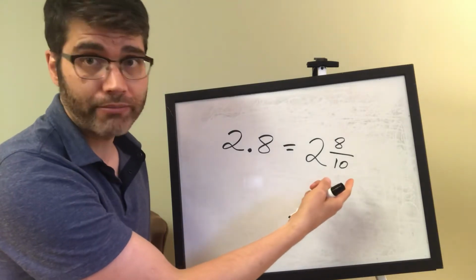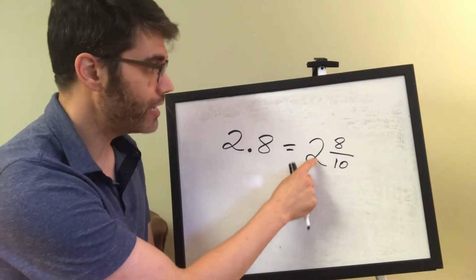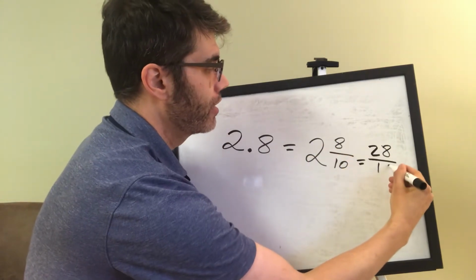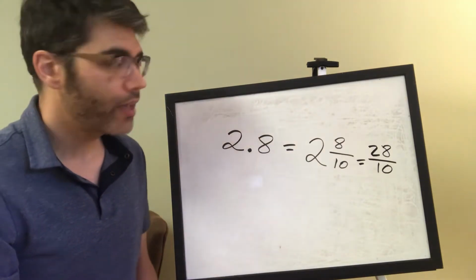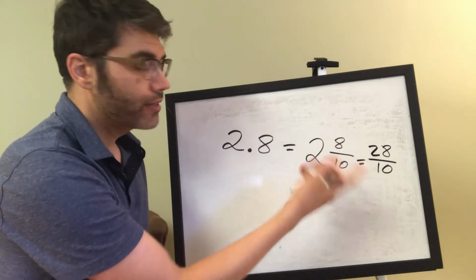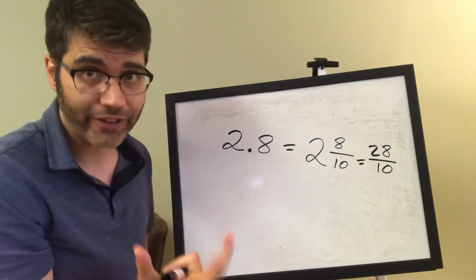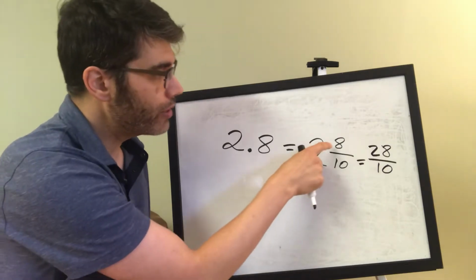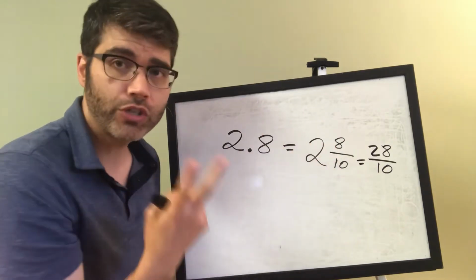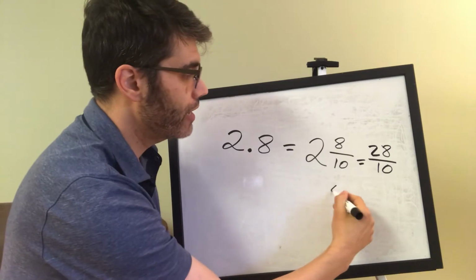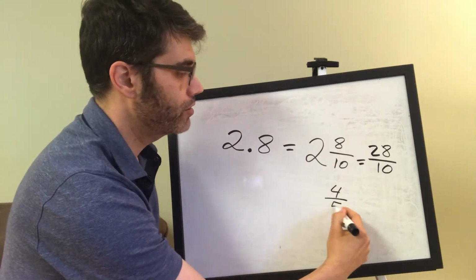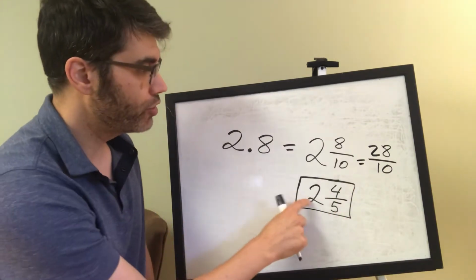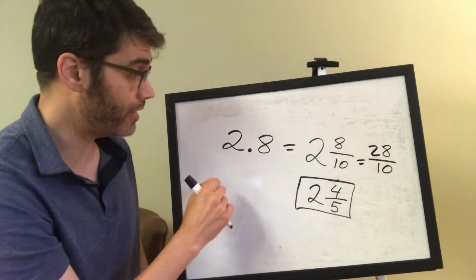We could turn this into an improper fraction. So you do 10 times 2, that's 20. 20 plus 8 is 28. So as an improper fraction, it looks like 28/10. But neither 8/10 nor 28/10 is simplified. What goes into both 8 and 10? 2. So 2 goes into 8 4 times, 2 goes into 10 5 times. So as a simplified mixed number, 2 and 4/5 is the same thing as 2.8.